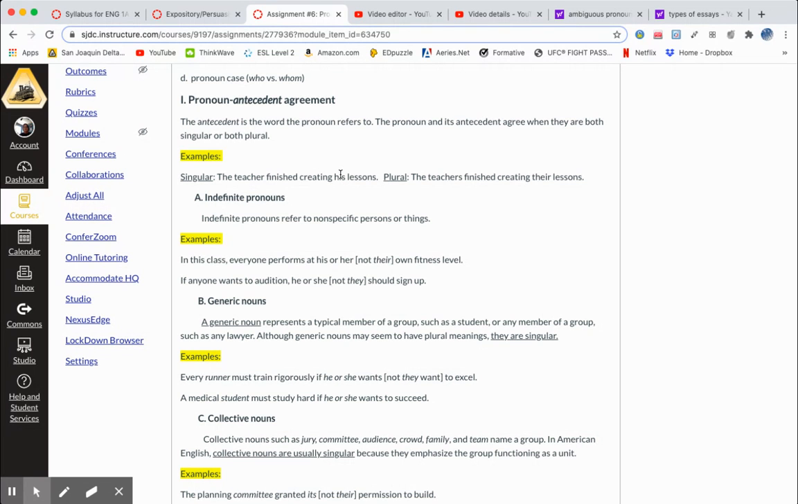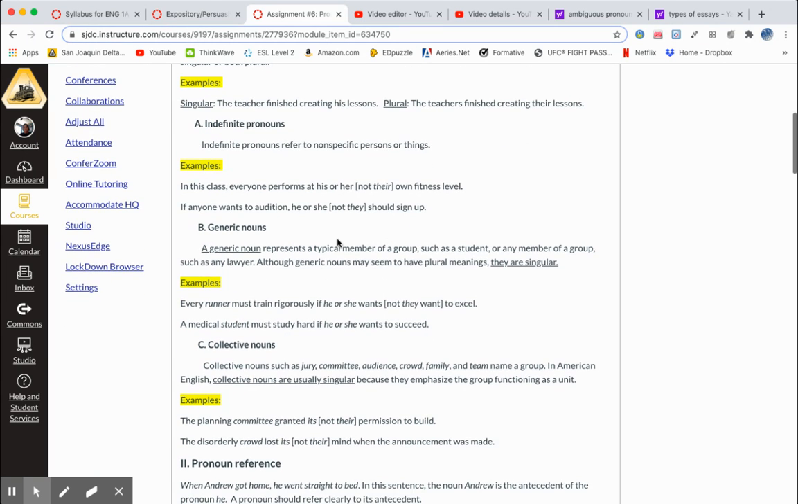Teacher and his agree in that they're both singular. The teachers finished creating their lessons. The pronoun there is plural, and it agrees with its antecedent, which is also plural, teachers. Indefinite pronouns are pronouns that refer to non-specific persons or things, thus indefinite. Let's look at some examples here.